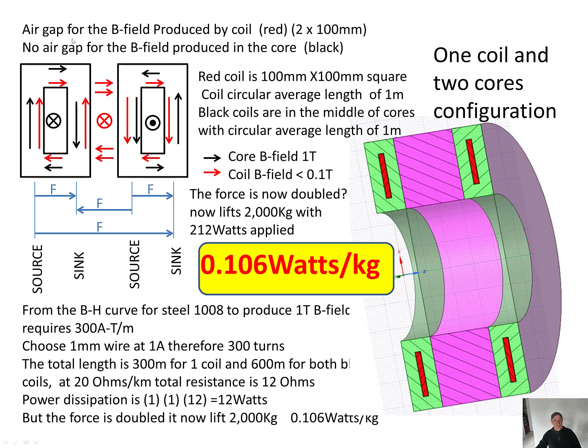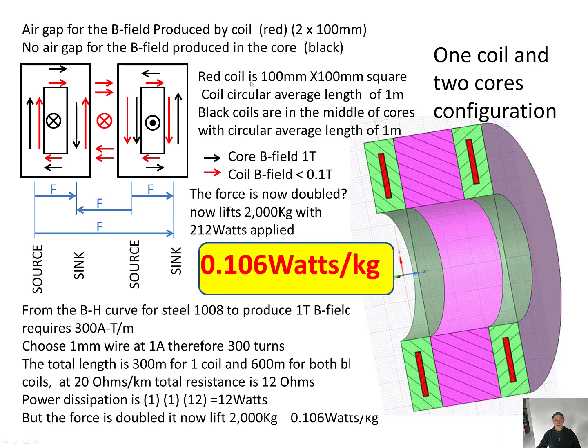So here's the way we implement. We modify the core to have a closed loop path this way. The air gap for the B field produced by the red coil is 2 times 100 millimeters. So there's a 100 millimeter air gap here, a 100 millimeter air gap there. No air gap for the B field produced by the black core.